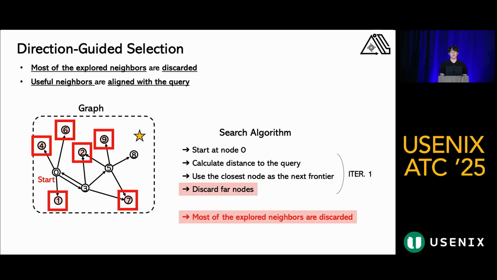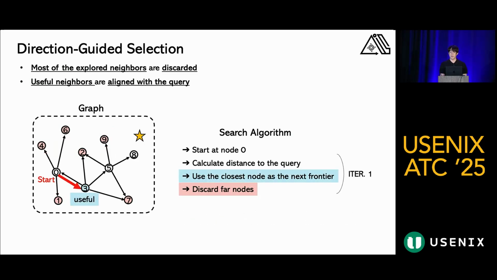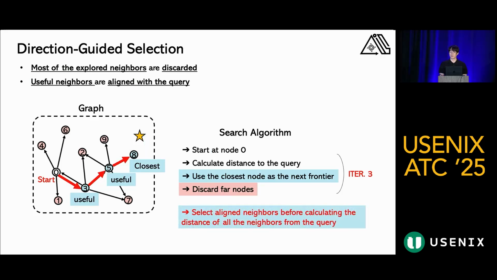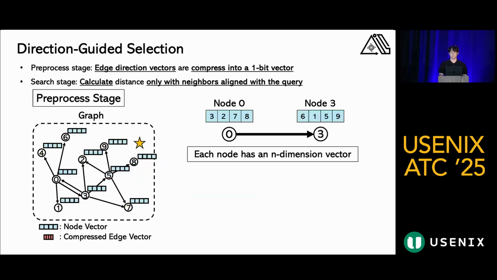As we discussed in the motivation section, most of the neighbors are quickly discarded, which are highlighted in pink. However, there is a clear pattern in the useful neighbors. For example, in the first iteration, node 3 is the closest node among the neighbors and used as the next frontier. And it has the smallest angle between itself and the query among the neighbors. This applies to iteration 2 and iteration 3. Motivated by this observation, we can select aligned neighbors before calculating the distance of all the neighbors from the query.